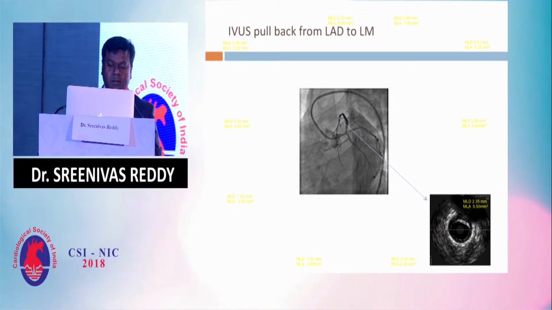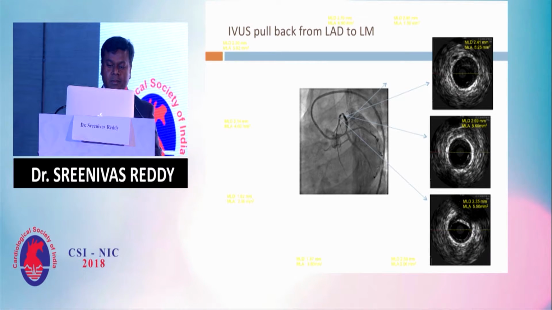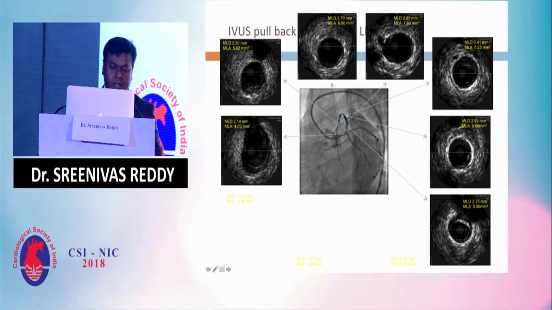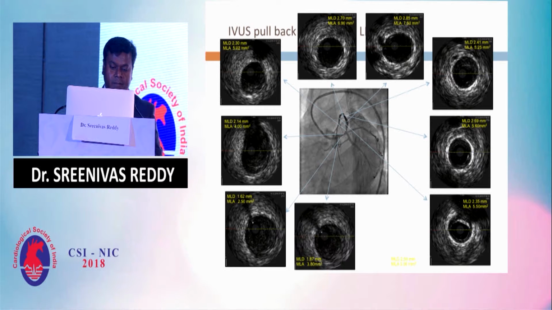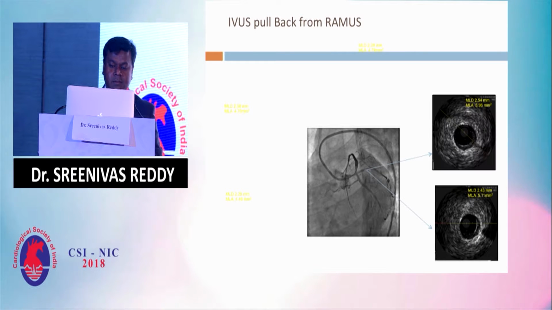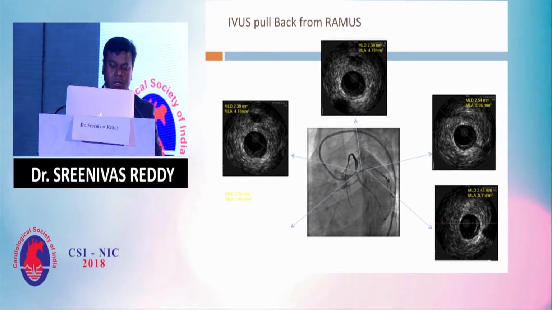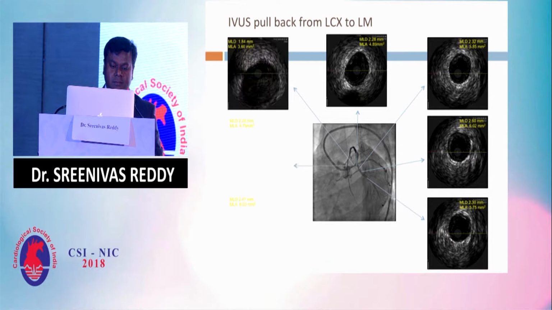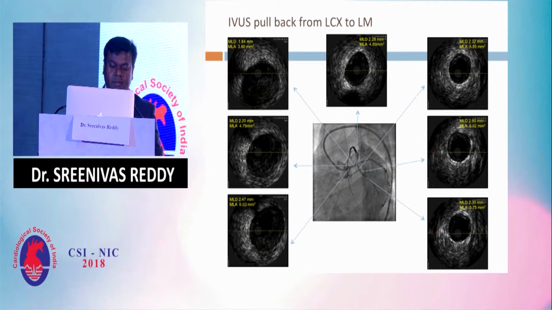So pull back from LAD to left main. You have a disease in the LAD and it's a soft plaque, and this is the left main, which is a soft plaque again. And pullbacks from the ramus, you can see there is only mild disease. And again, from pullback from LCX, there is only mild disease at the ostium.